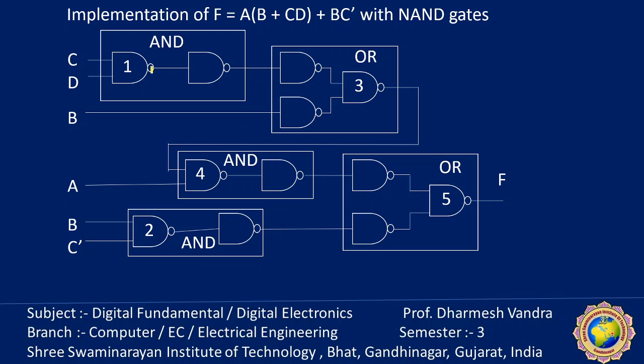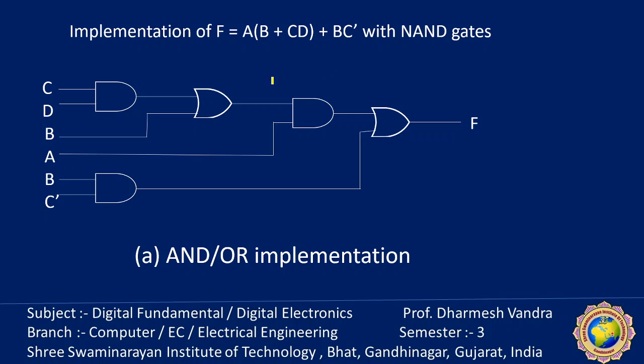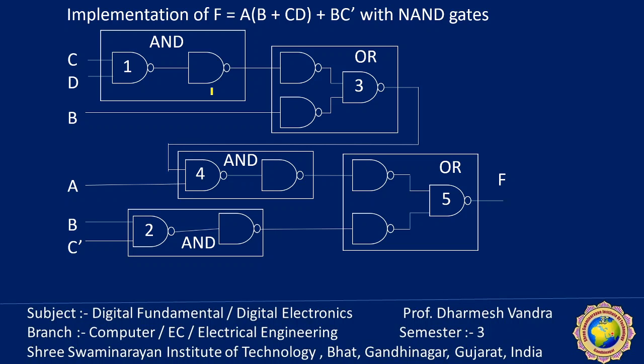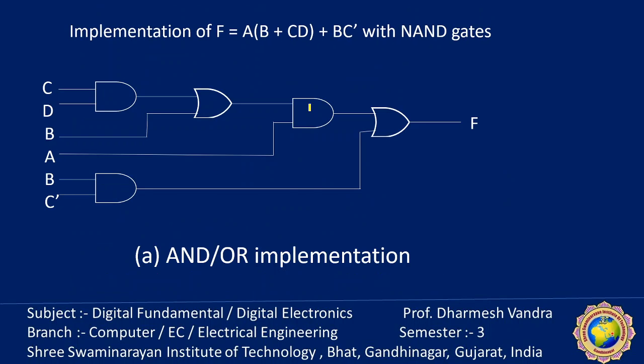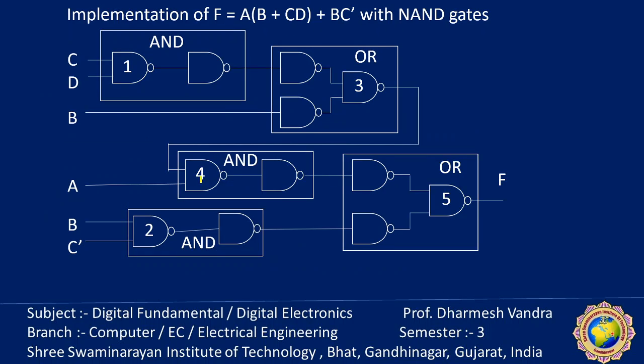First C and D are ANDed, so CD is held here in this NAND gate. In the second, this OR gate is replaced by three gates. Then A is ANDed with the above one. So here again a two-input AND gate is required. So this is the third one, and then ORing with the B C dash.